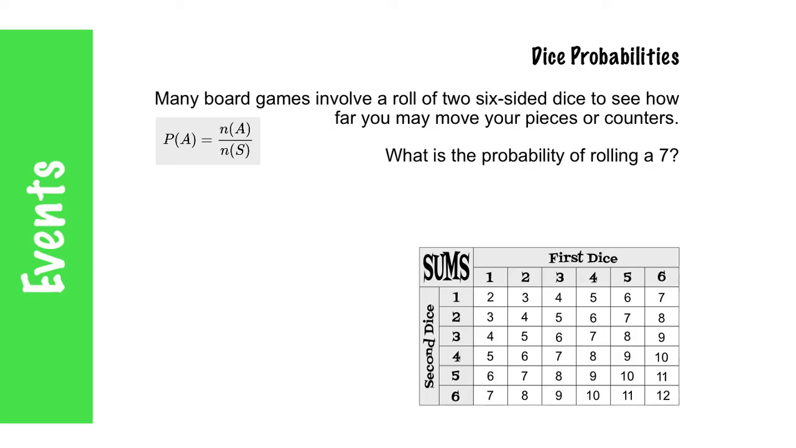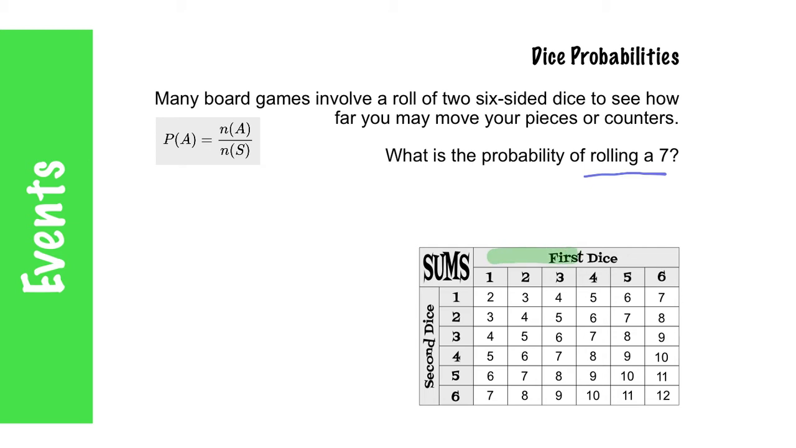Probability concepts. First example, dice probabilities. Many board games involve a roll of two six-sided dice to see how far you may move your pieces or counters. So what is the probability of rolling a 7? So we're talking about sums.